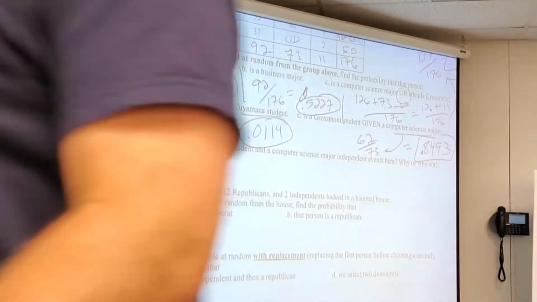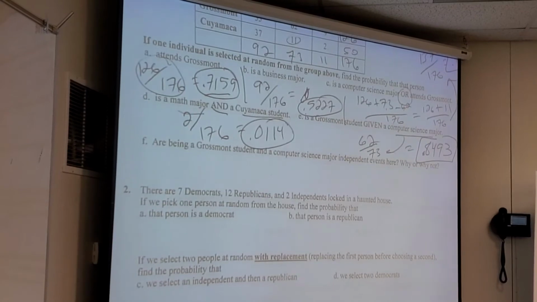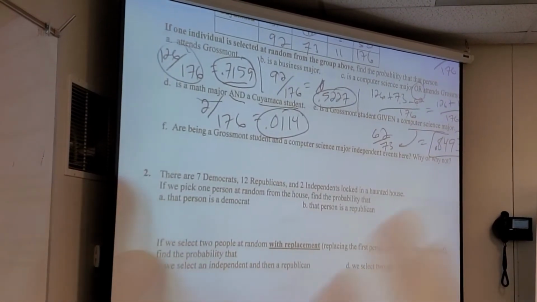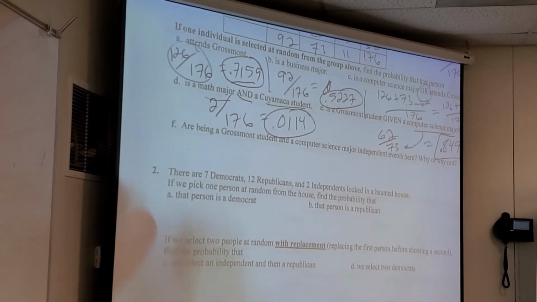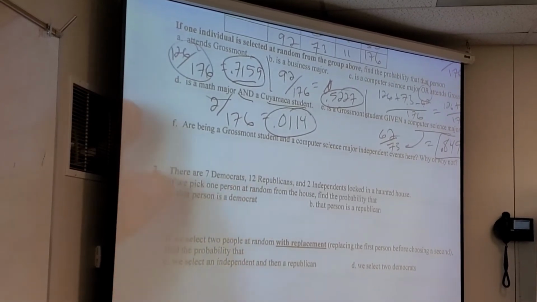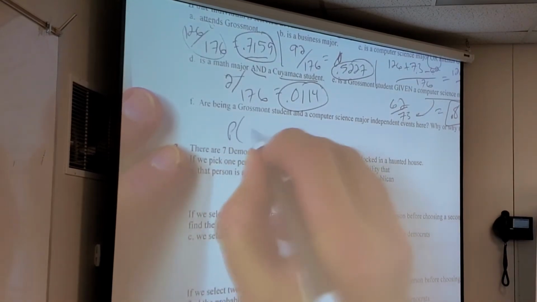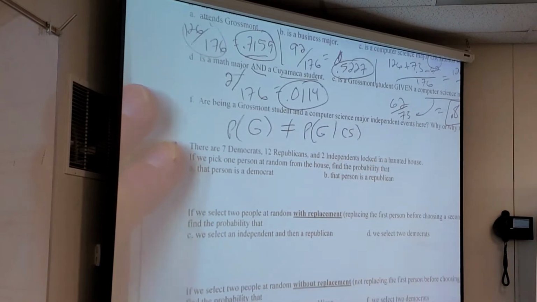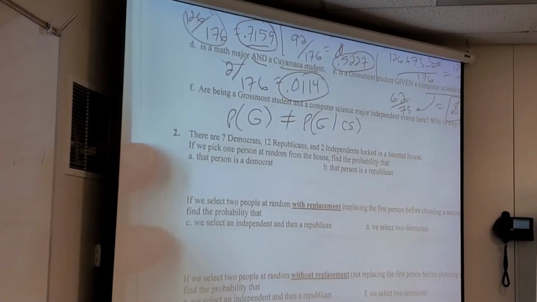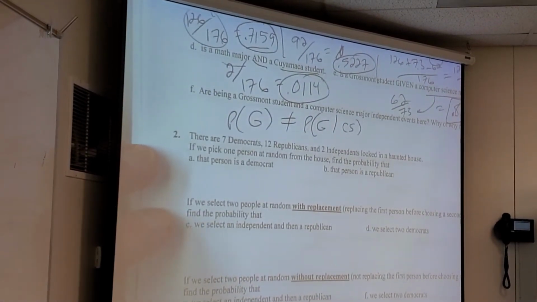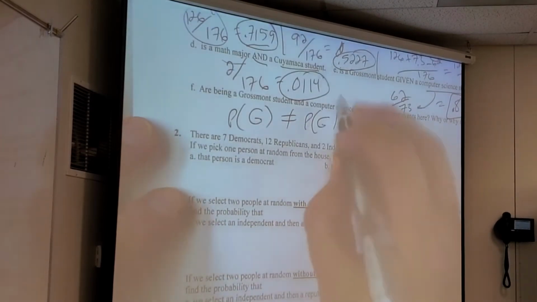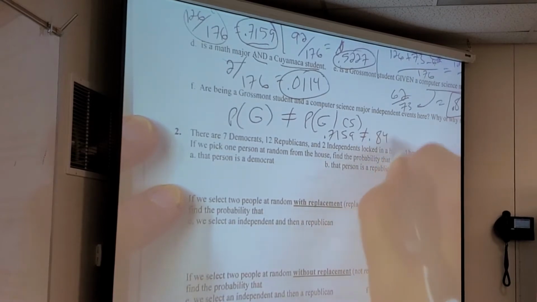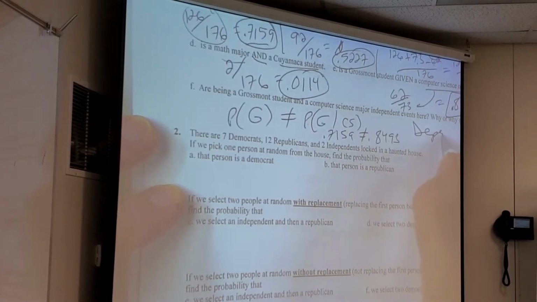So the way to answer that question, the more words you use for this kind of question, the more wrong you are. You can't explain this with a long explanation. This is a very mathematical idea. The probability of Grossmont is not equal to the probability of Grossmont given computer science. Since they're not equal, 0.7159 does not equal 0.8493, therefore they are dependent.